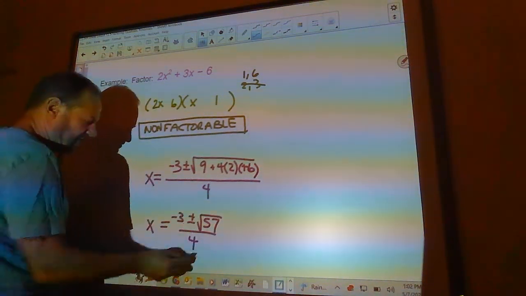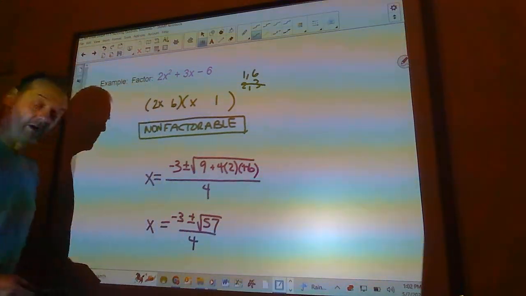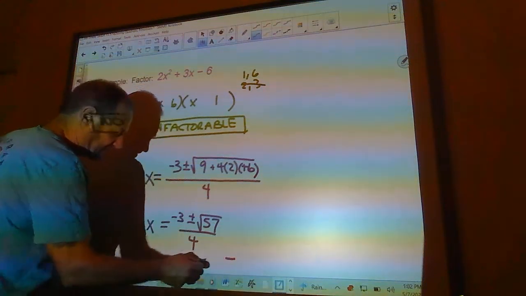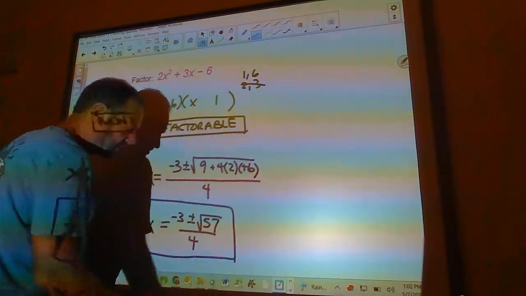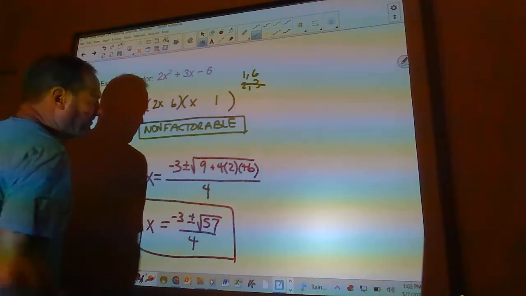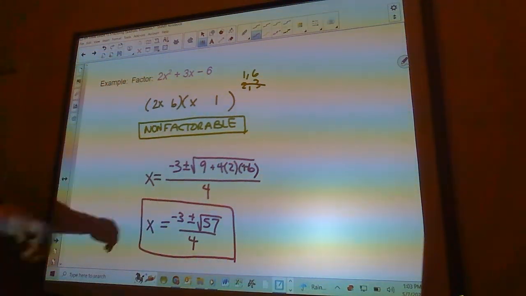Because it only factors when this is a perfect square right here. 57 is not a perfect square, so I'm going to get an ugly answer. It's not going to factor. So there you go. That would be my answer, but if I was to factor this, I would just write non-factorable. If I need the answer, there's your answer.